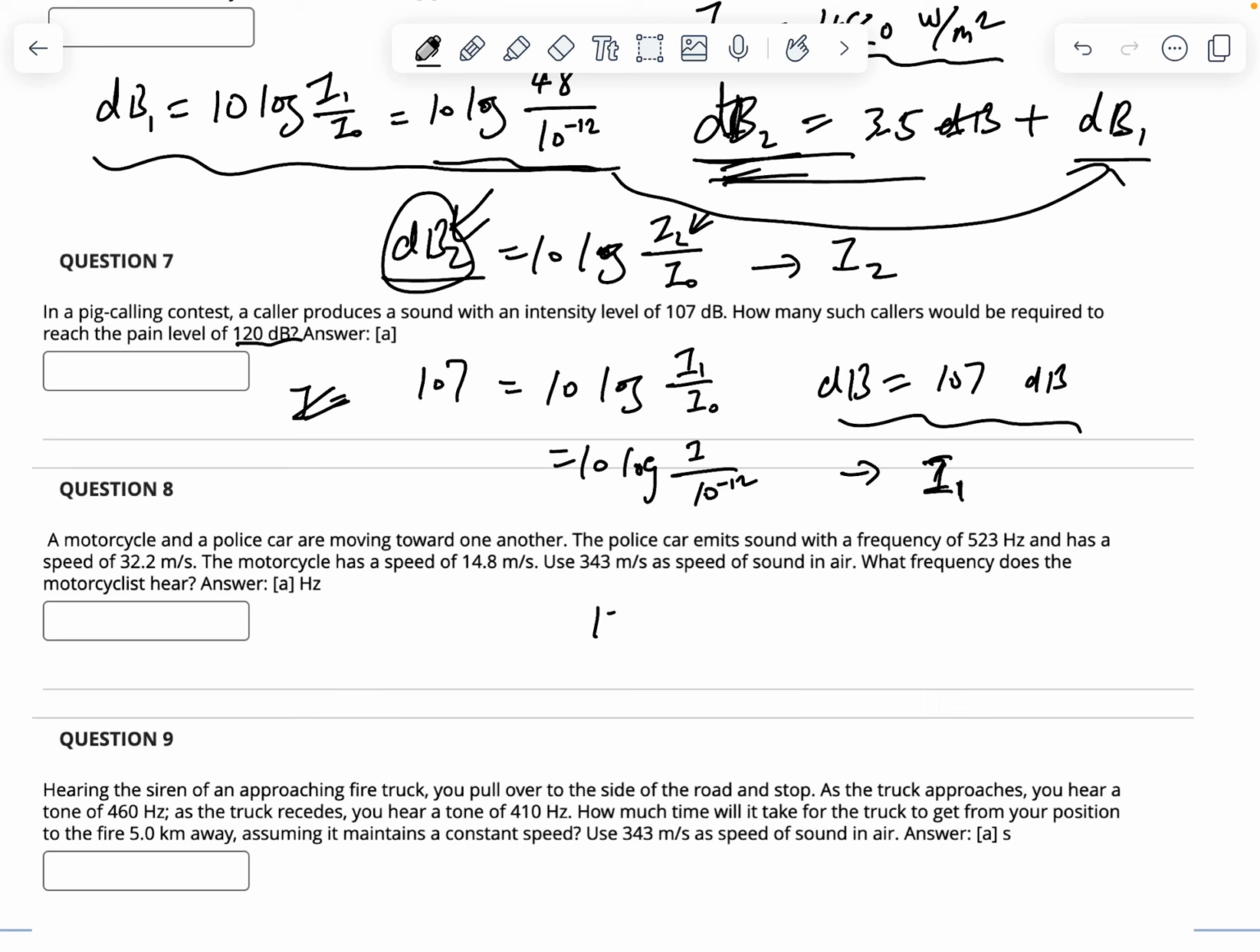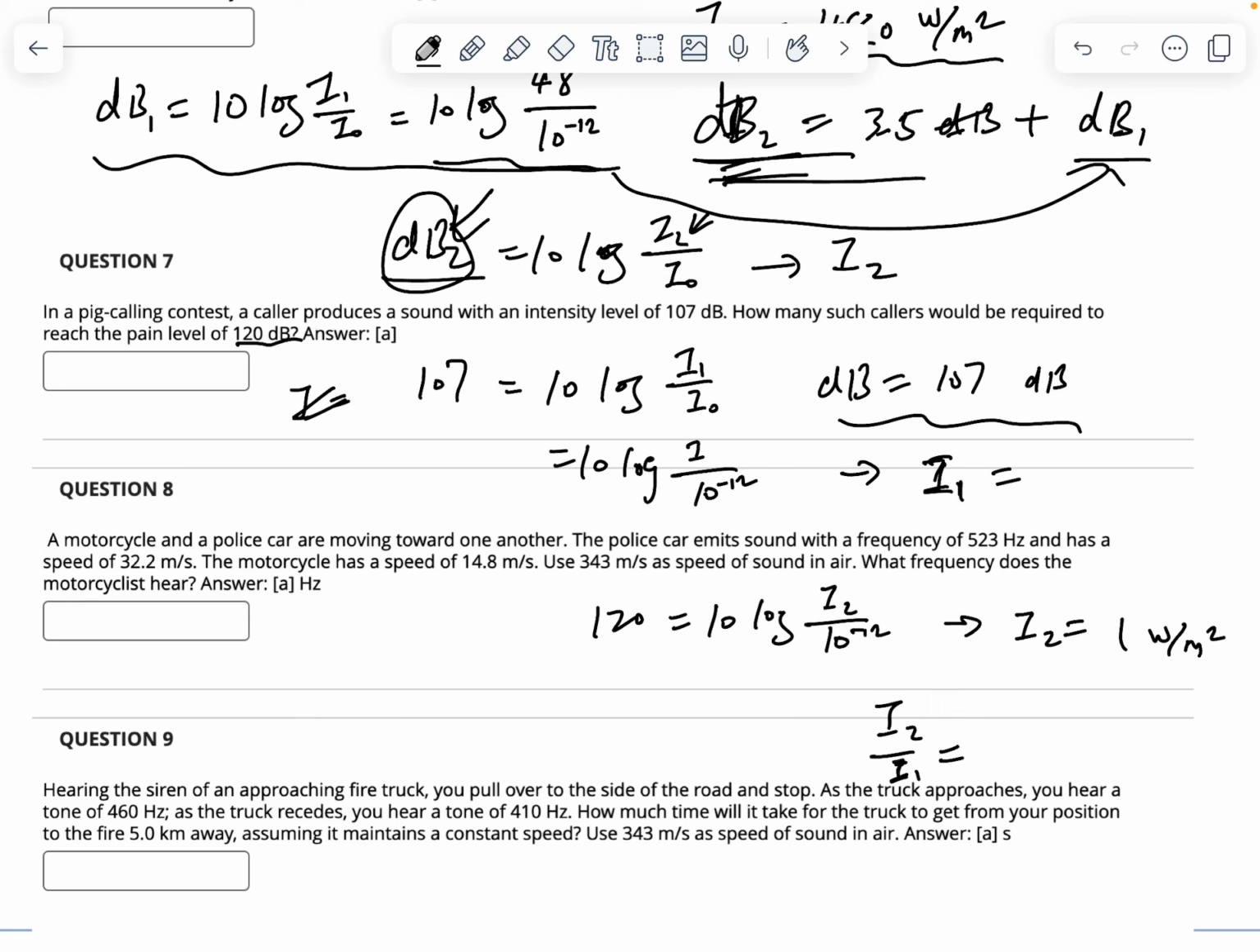Then 120 equals 10 log I2 over 10 to the negative 12. This gives us I2 equal to 1 watt per meter squared, which is what we learned in class. Then I2 over I1 equals whatever number. Let me see.